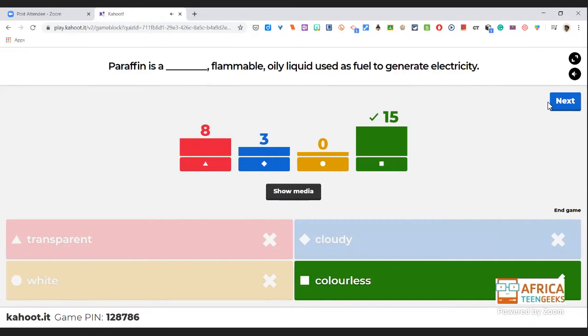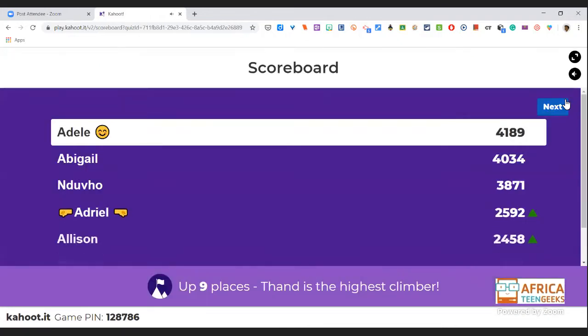Right, 15 people put colorless, and if you put transparent, you'll still get some points because it often is transparent, but sometimes it can be a little, yeah, colorless is really the actual term. Well done. Well done. Adele, Abigail, Nduvu, Adriel, and Ellison. Right.